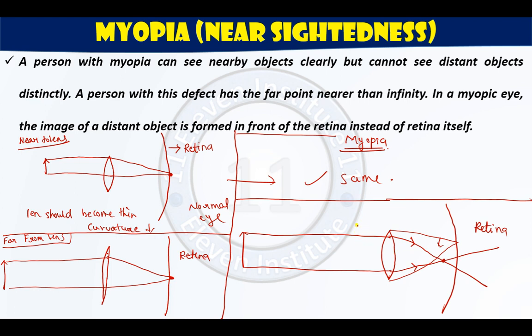So for that purpose, what we do is we place over here a concave lens. This concave lens will diverge the refracted rays.